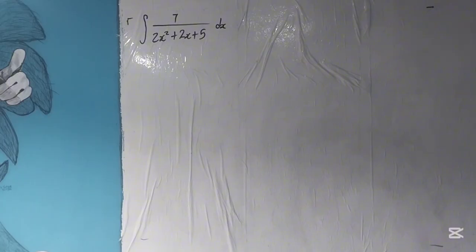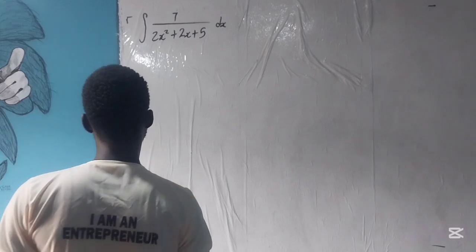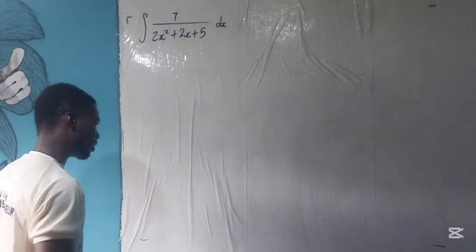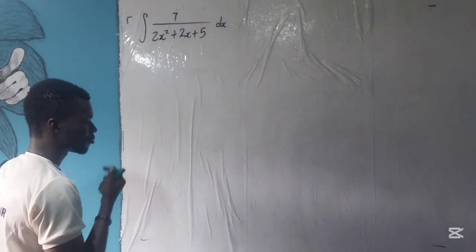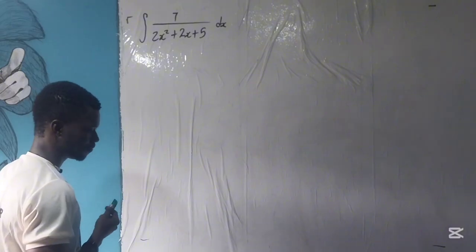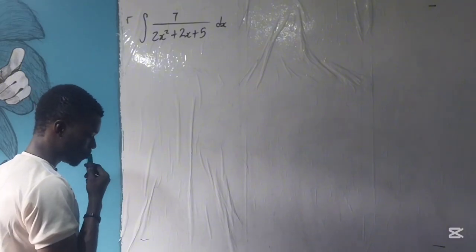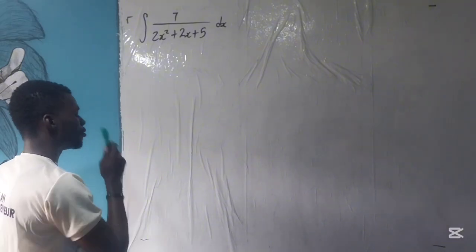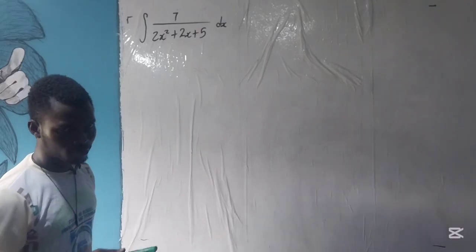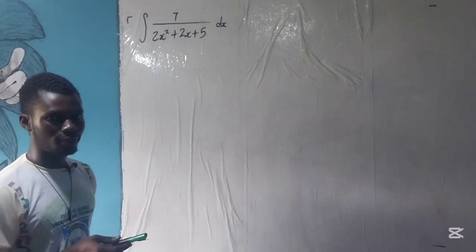Now, in this next question, it says we have to find the integral of 7 all over 2x squared plus 2x plus 5. How do we solve this question? Now, this is what we are going to do. We are going to factorize the denominator. But when you look at it, can it be factorized?